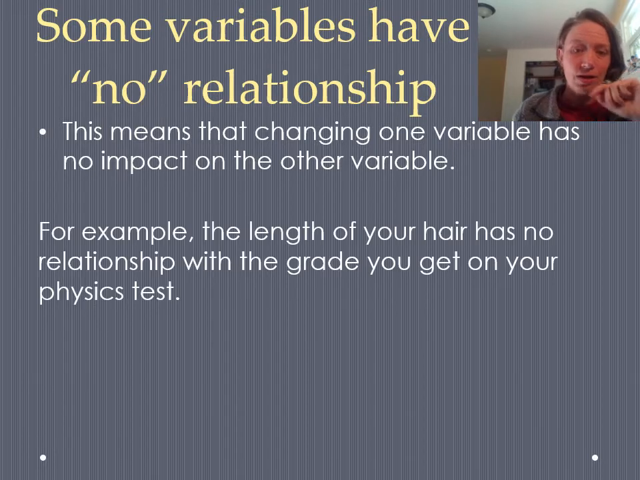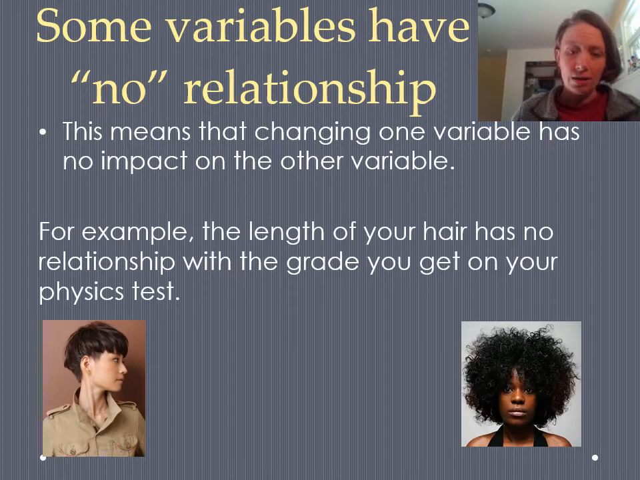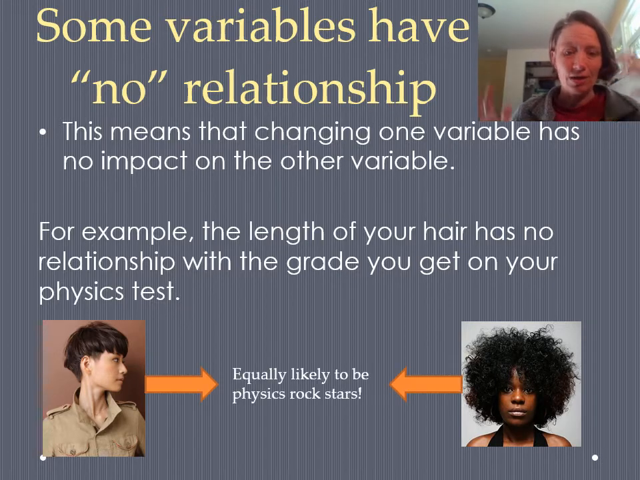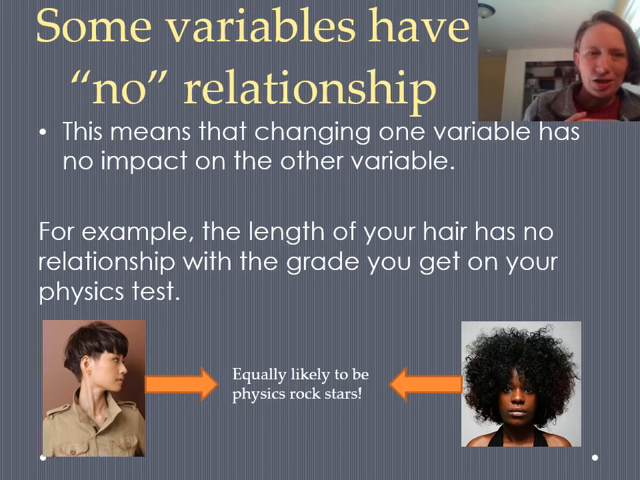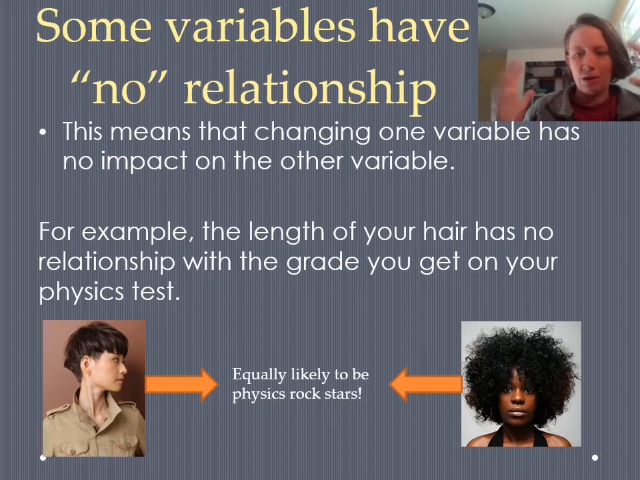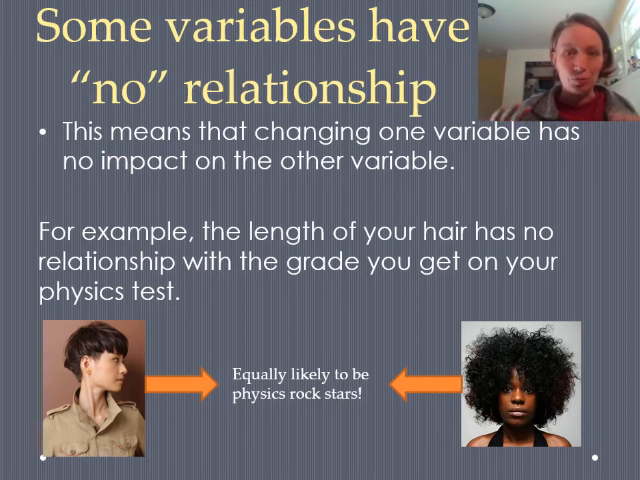no relationship. So for example, the length of your hair has no relationship with the grade that you get on your physics test, right? These two people are equally likely to be physics rock stars. And if that person on the right, for example, cut her hair shorter, it wouldn't change how good she or he or they are at physics. And that's really an important thing to realize, that not everything affects everything else. And we call that in physics a no relationship.